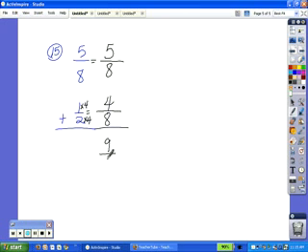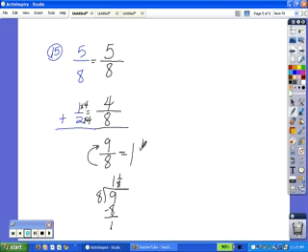5/8 plus 4/8 gives us 9/8. 9/8 is an improper fraction, so we need to divide 8 into 9. You can do that division in your head, or you can do it on scratch paper. 8 goes into 9 one time. We have a remainder of 1, which we put over the divisor to get our mixed number of 1 1/8. 1 1/8 cannot be reduced, so that's our final answer.